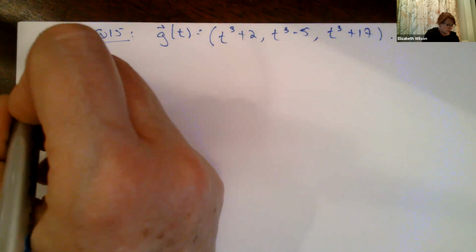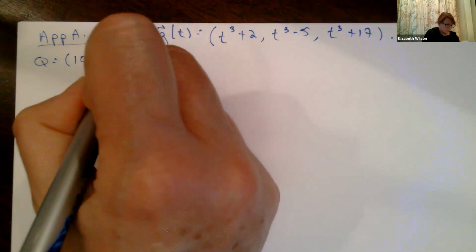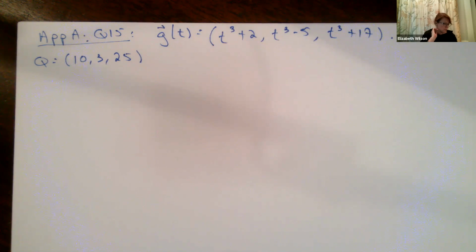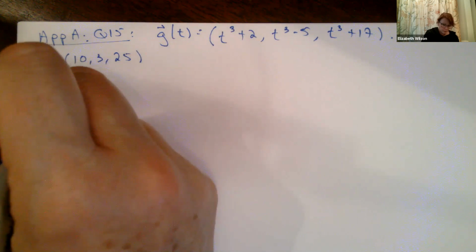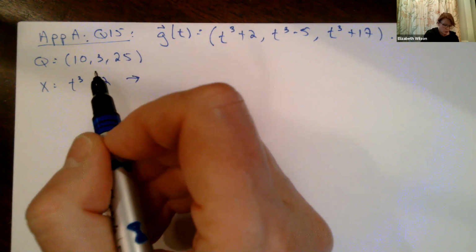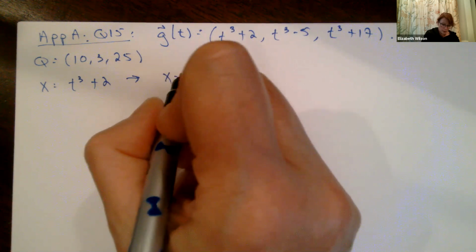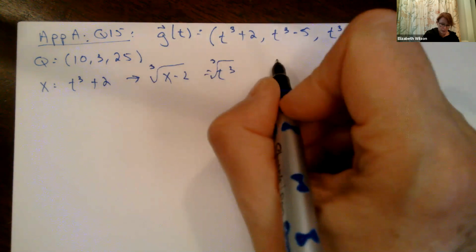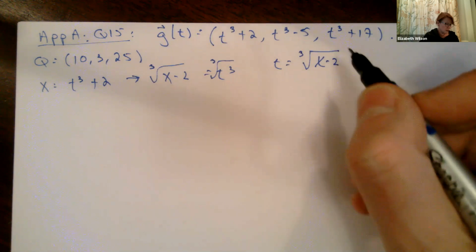And we're looking for the derivative. I'm trying to find, and I just have my notes, what's dy dx? x is equal to t cubed plus 2. So I'm going to solve for t: x minus 2 equals t cubed. I take the cube root, and I get t equals the cube root of x minus 2.